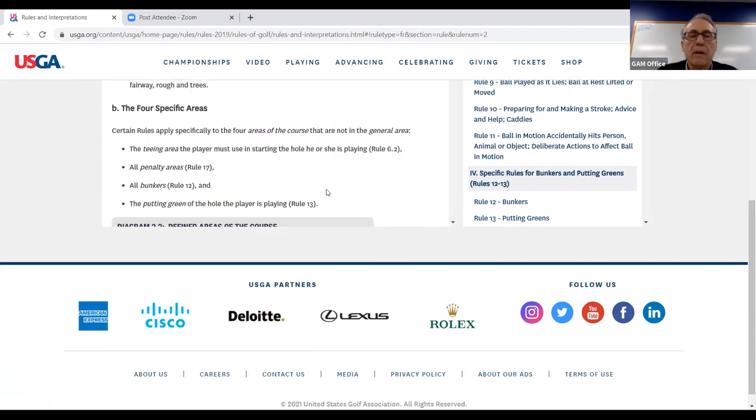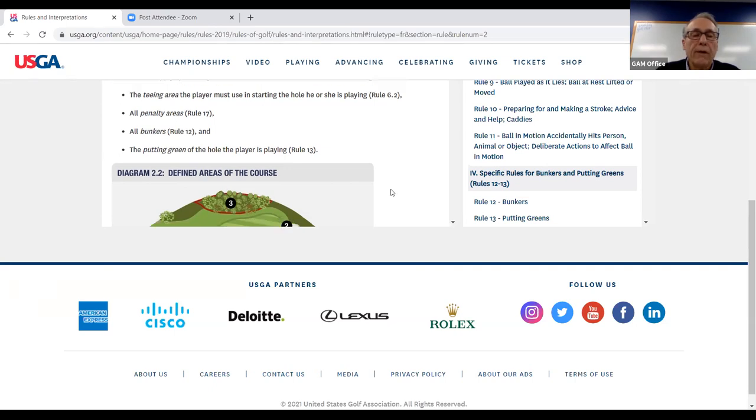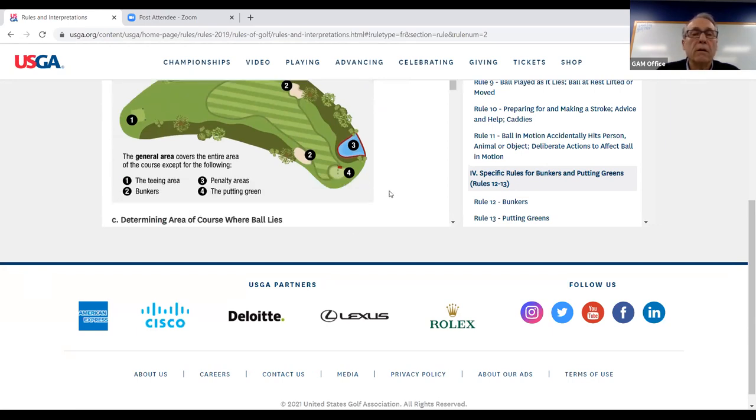and trees. Okay. So the four specific areas of the course are the teeing area, where the player starts the hole from, the penalty area, all bunkers, and the putting green of the hole that the player is playing. So in other words, a wrong green is considered part of the general area and not a specific part of the course for that player on that hole. And there's a diagram of the course, and it lays out the general area versus the four specific parts of the course.